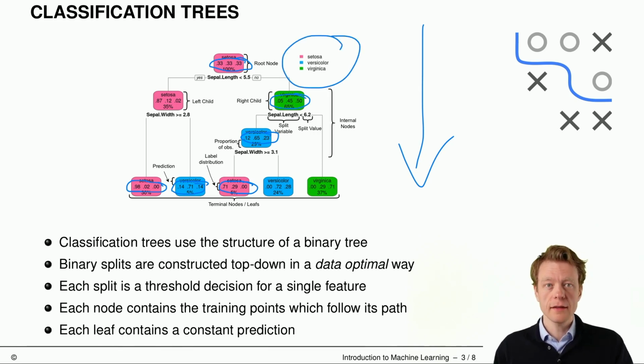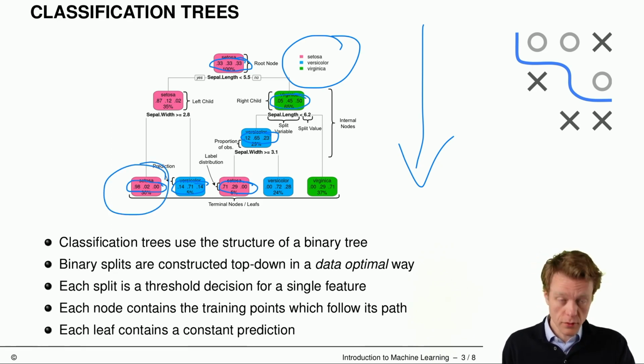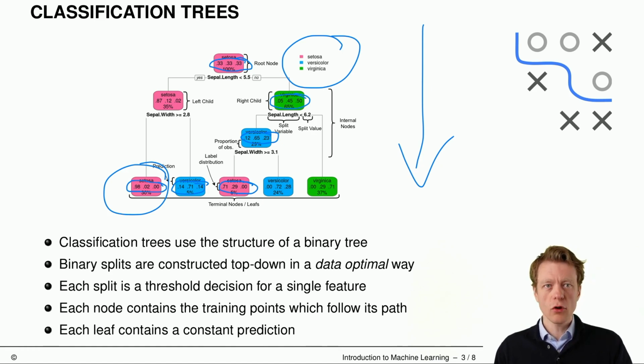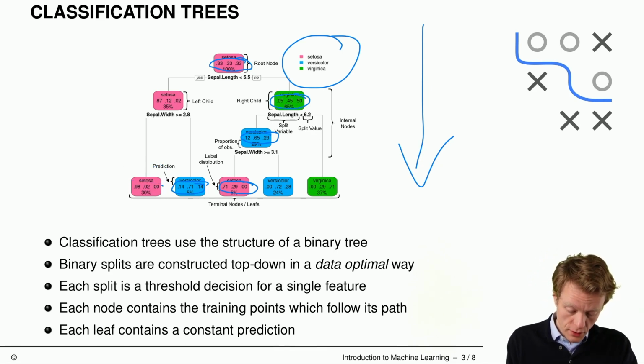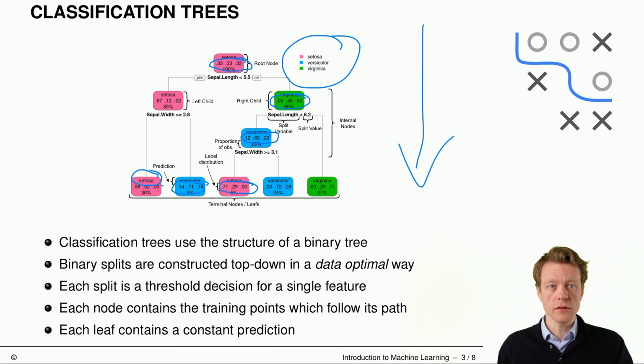So the iris dataset is a multi-class classification task with 3 classes: setosa, versicolor, and virginica. So we have 3 classes, and these 3 numbers just tell us the relative frequency of those 3 classes in the data points corresponding to this leaf or to this node. Okay? So this means that in this node here on the bottom left, almost all the data points are from class setosa, which is why the hard label prediction here is setosa.